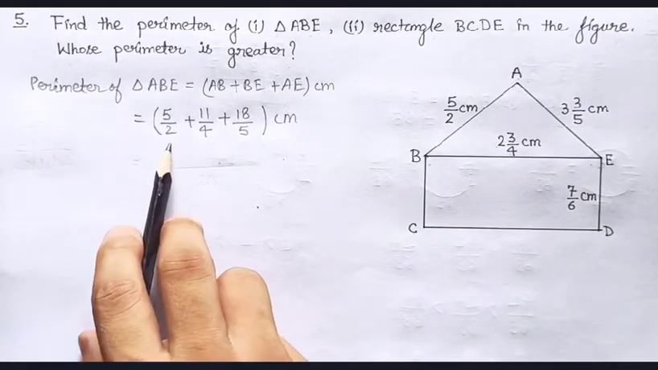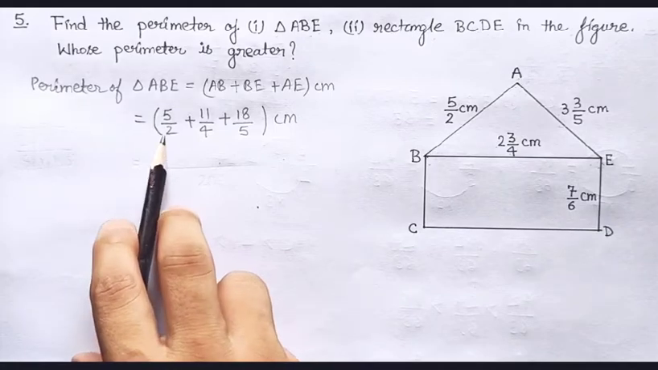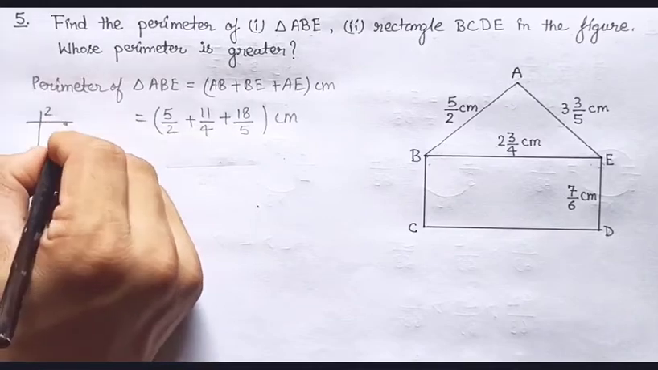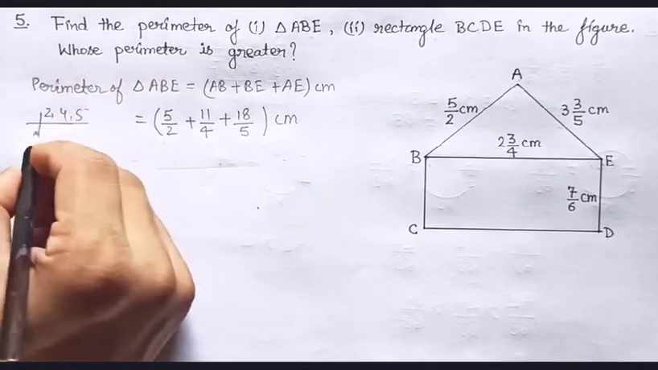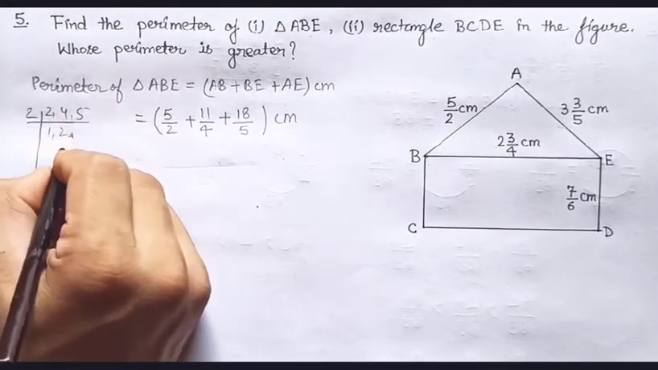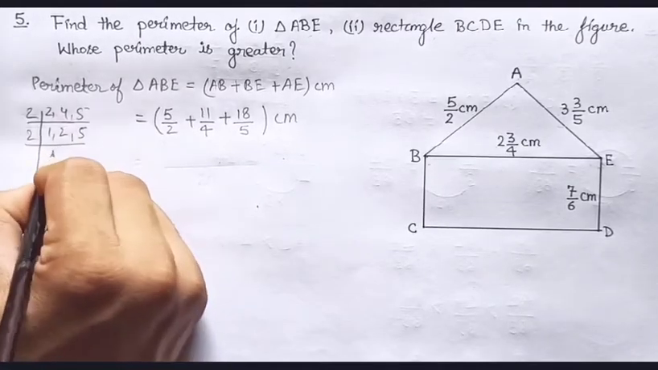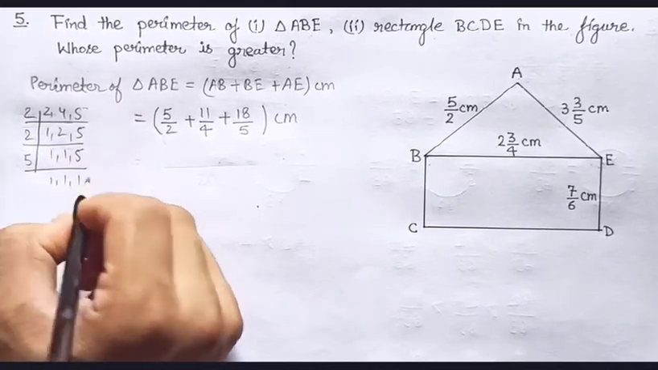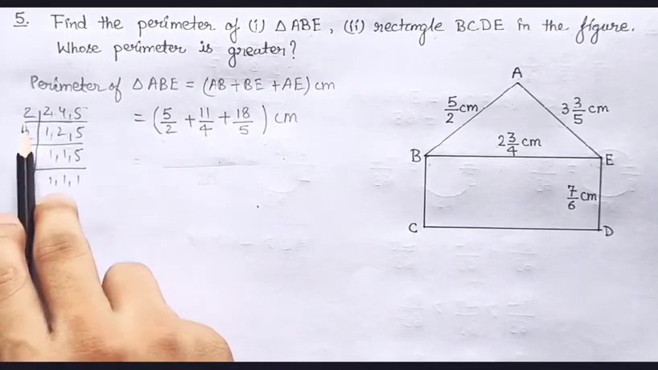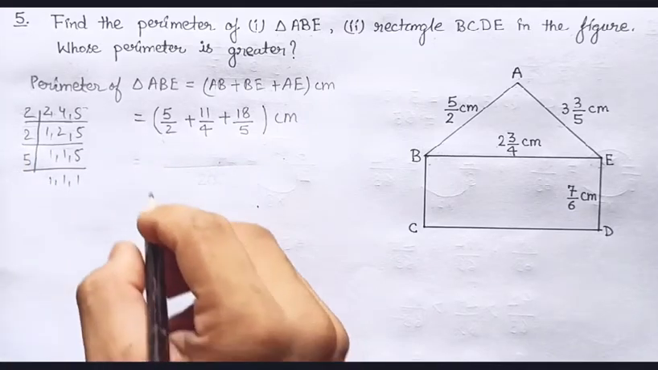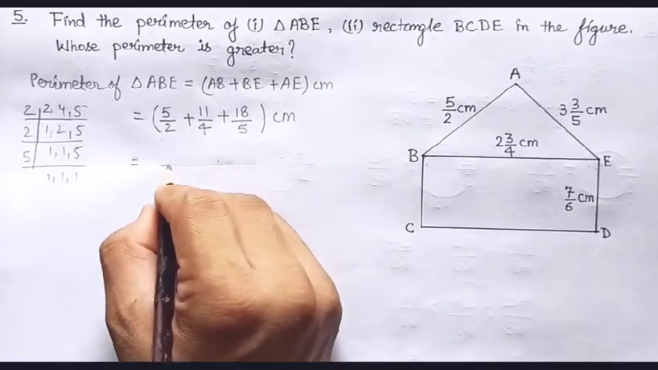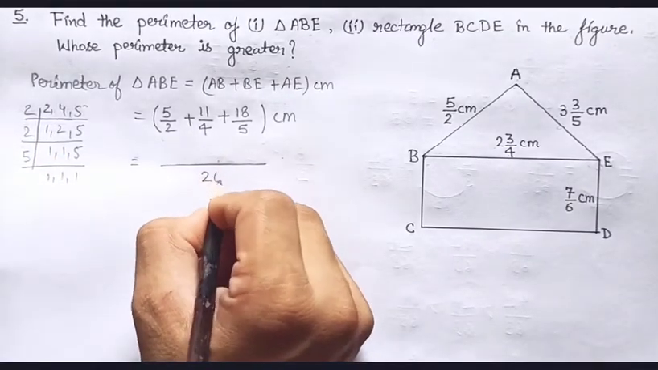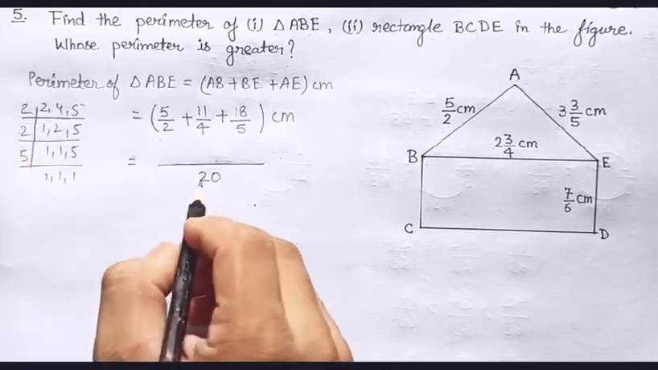Now in order to add these fractions, we have to take the LCM of the denominators 2, 4 and 5. So the LCM of 2, 4 and 5 is 2 into 2, 4, 4 into 5, 20. So in order to add, we put the denominator as the LCM of the denominators, that is 20.